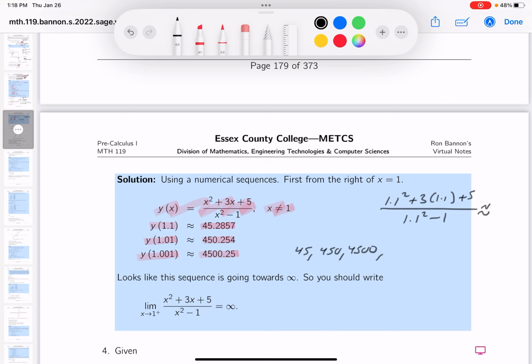If I keep doing this, it's going to march off to plus infinity. So I'm going to say the limit is infinity. It goes off and, without stopping, goes to infinity. Again, using a calculator can be quite helpful.